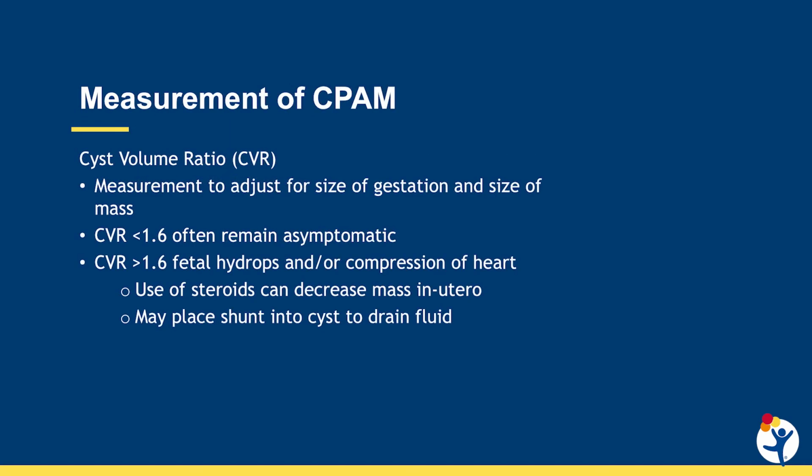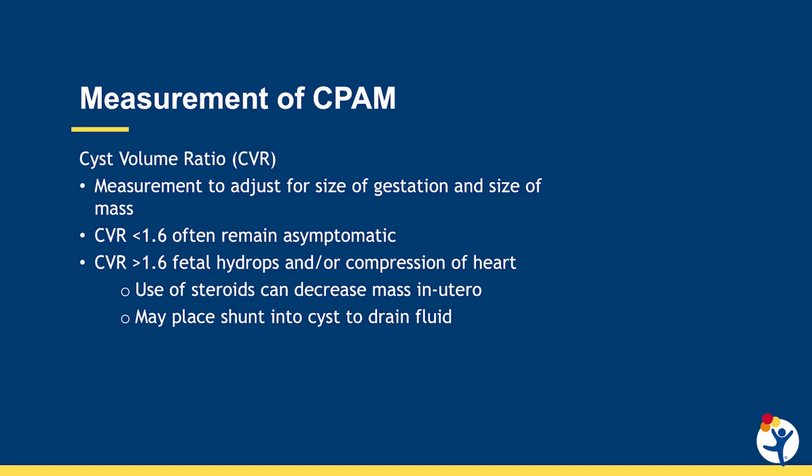To describe the size of CPAMs, we use a measurement referred to as cyst volume ratio, or CVR. And this is just a measurement to adjust for the size of gestation and give a description of the size of the mass itself. Lesions with a CVR of less than 1.6 often remain asymptomatic in utero and even at the time of birth. Larger lesions, those with a CVR of 1.6 or greater, can cause compression of the heart and even fetal hydrops, which is a marker of fetal distress.